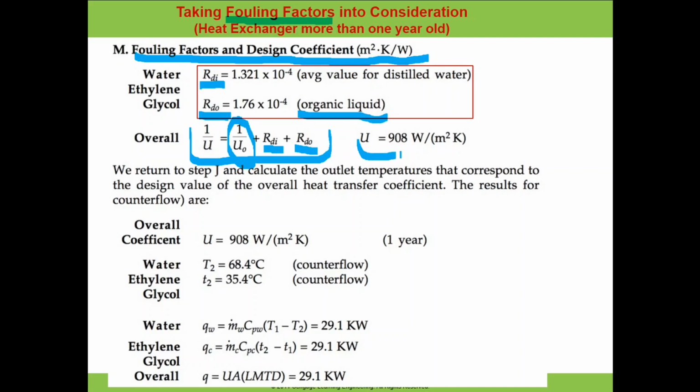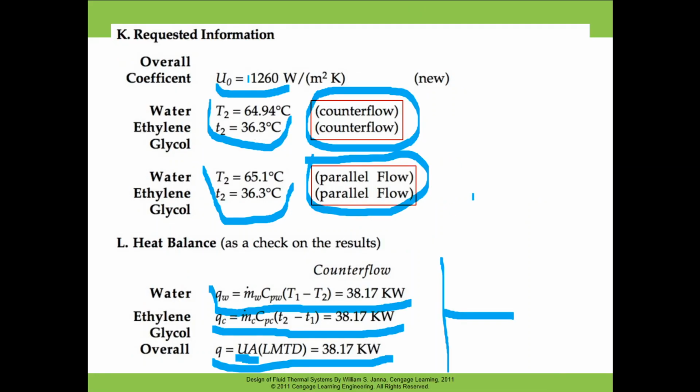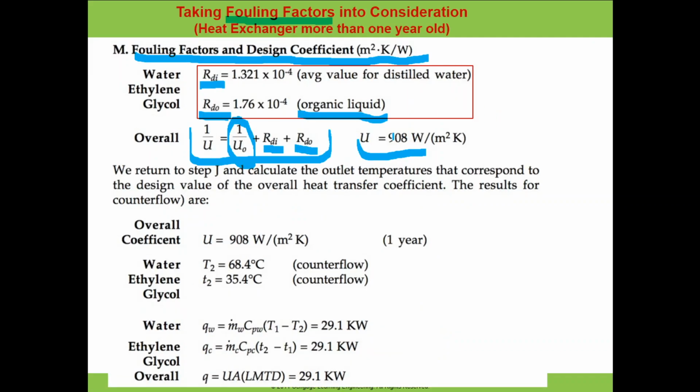So now the U comes out to be 908, and before the U was 1260. So when you take into account the fouling resistances, the overall heat transfer coefficient is reduced. With the help of this overall heat transfer coefficient, if you calculate the final temperatures again for the counterflow case, then the final temperatures will be changed.